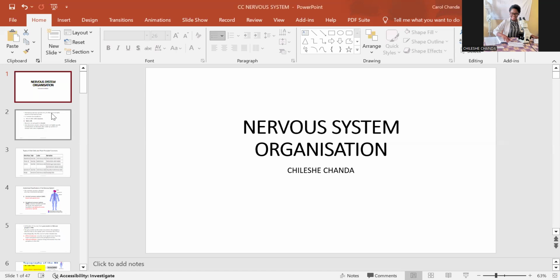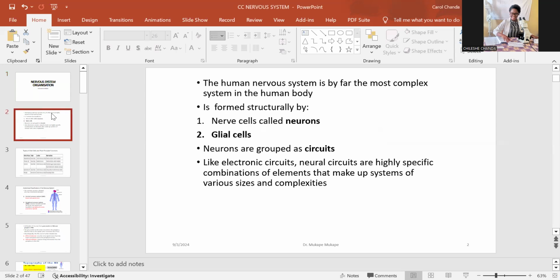Now, the nervous system, as you may already know, is that system that is responsible for transmission of electrical impulses from one part of the body to another. The main cells of the nervous system, the cells that carry out this function of transmitting impulses, are known as the neurons. The neurons are the parenchyma of the nervous system.